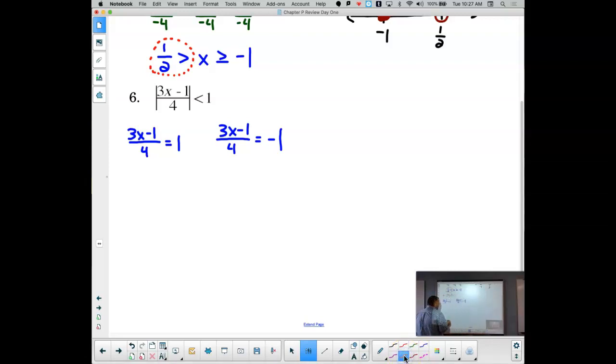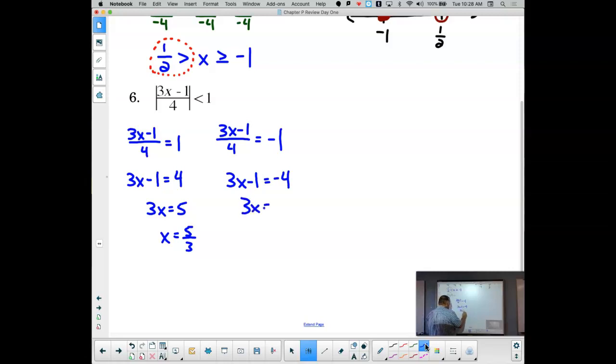So here first, I would multiply everything by 4. That's going to give me 3x minus 1 equals 4. Add 1, 3x equals 5. Divide by 3, x equals 5/3. Solving the other one, multiply both sides by 4. 3x minus 1 equals negative 4. Add 1. 3x equals negative 3. Divide by 3, x equals negative 1. Okay? So those are the two numbers that I care about.